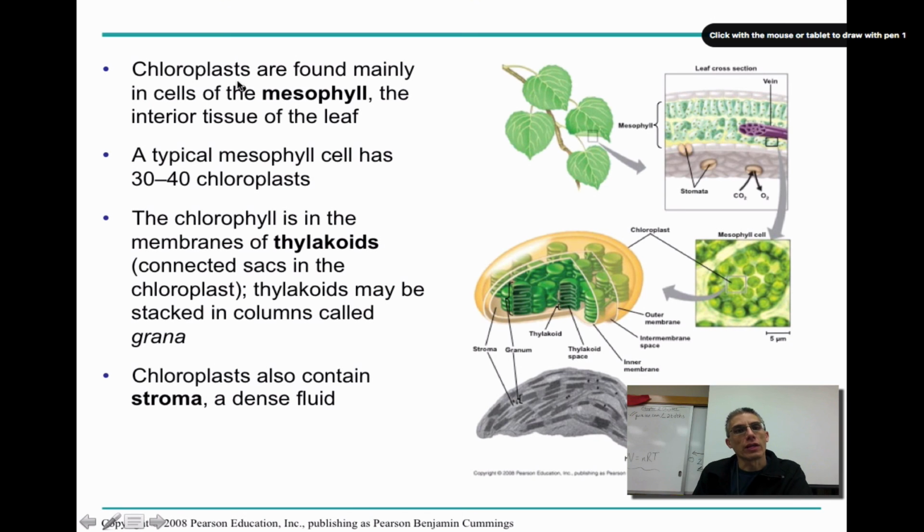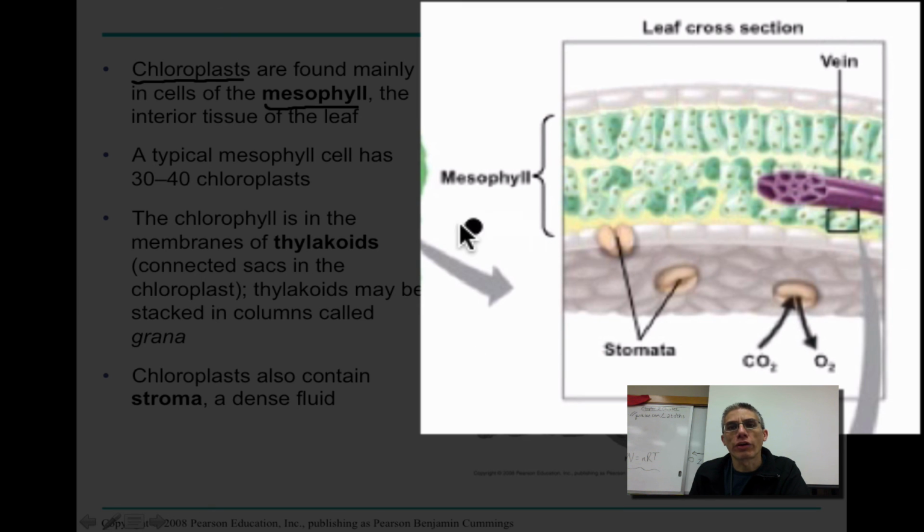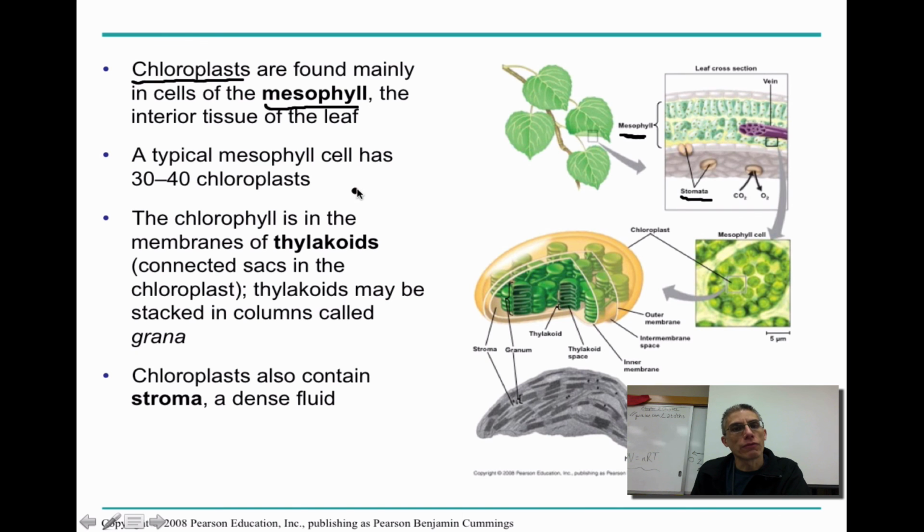So as I had said, the chloroplast is the very important part of a plant cell that's going to participate in photosynthesis. These chloroplasts are found mainly in the cells of the mesophyll, the interior tissue of the leaf. And so over here on the right, you can see that mesophyll right there. So this would be sort of a blown up version of that leaf. And actually you can see the stomata right here. So that would be those tiny openings where CO2 can enter and O2 can actually leave. A typical mesophyll cell is going to have about 30 to 40 chloroplasts per cell.